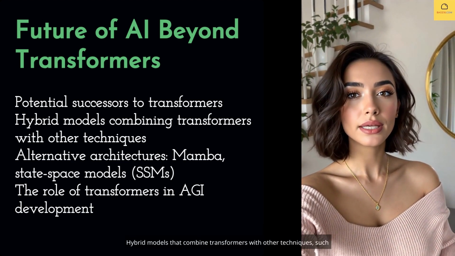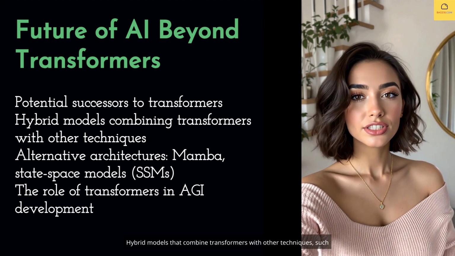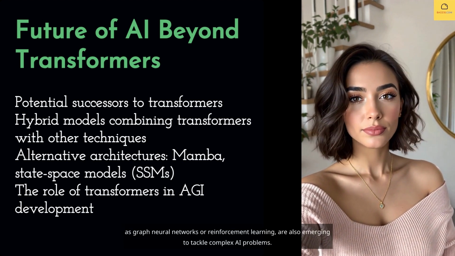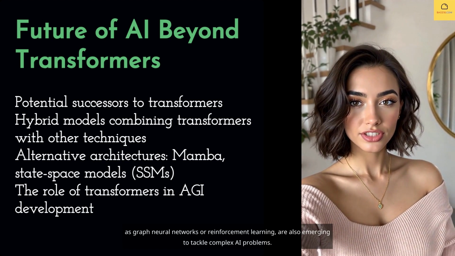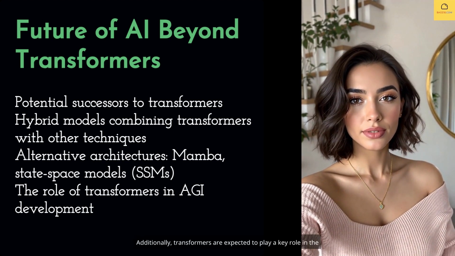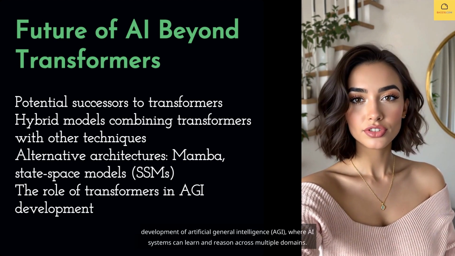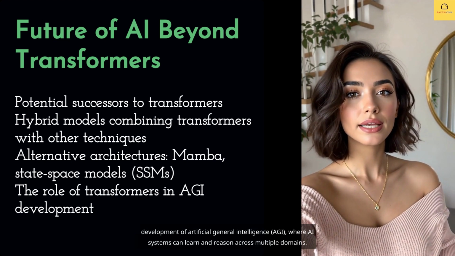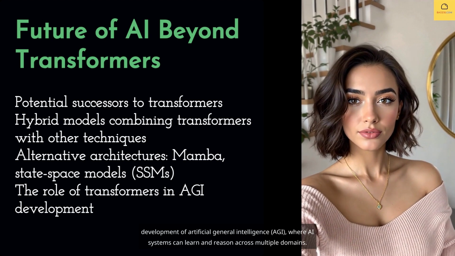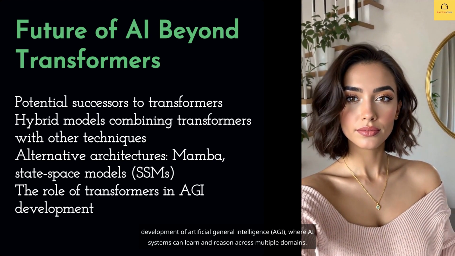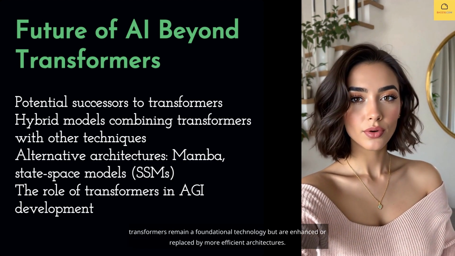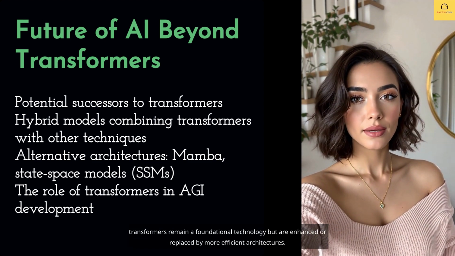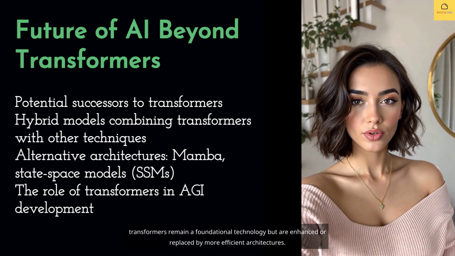Hybrid models that combine transformers with other techniques, such as graph neural networks or reinforcement learning, are also emerging to tackle complex AI problems. Additionally, transformers are expected to play a key role in the development of artificial general intelligence, AGI, where AI systems can learn and reason across multiple domains. The future of AI is likely to involve continuous evolution, where transformers remain a foundational technology but are enhanced or replaced by more efficient architectures.